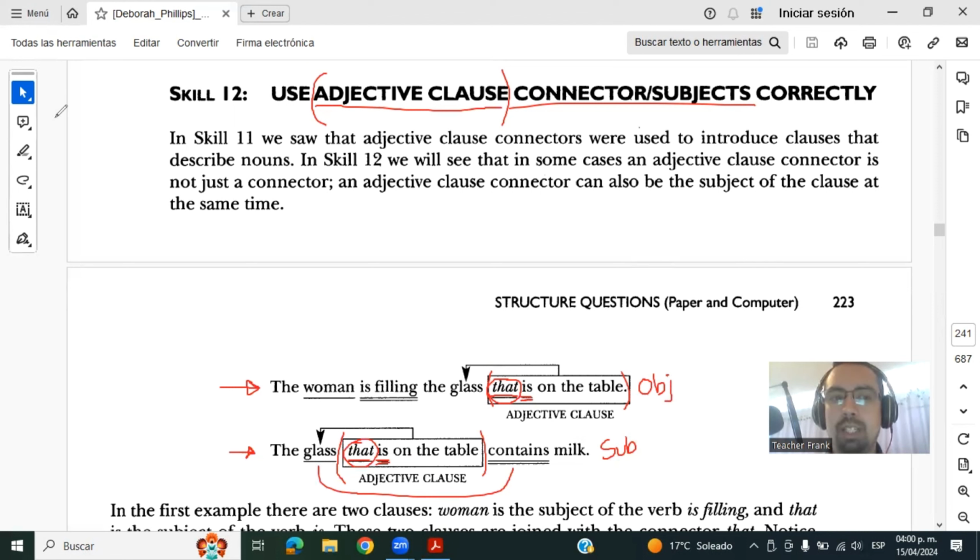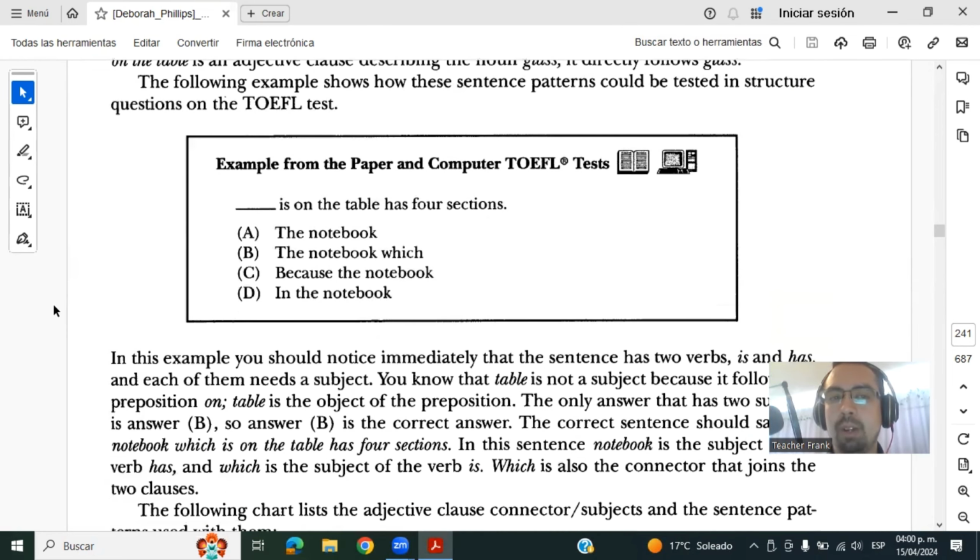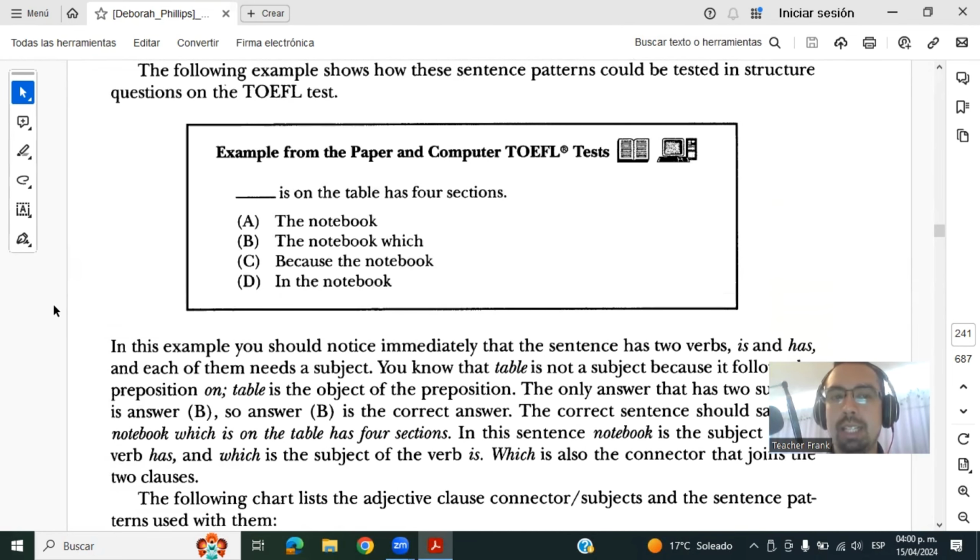Okay, so let's look at an example of how TOEFL would basically grade or test this. You get a sentence like this: is on the table, has 4 sections. Okay, so right off the bat, we notice that there are 2 verbs. So what is necessary here? We need 2 subjects and a connector, right? So we already know that we can create a subject for a verb with a couple words, so it's like an implicit subject.